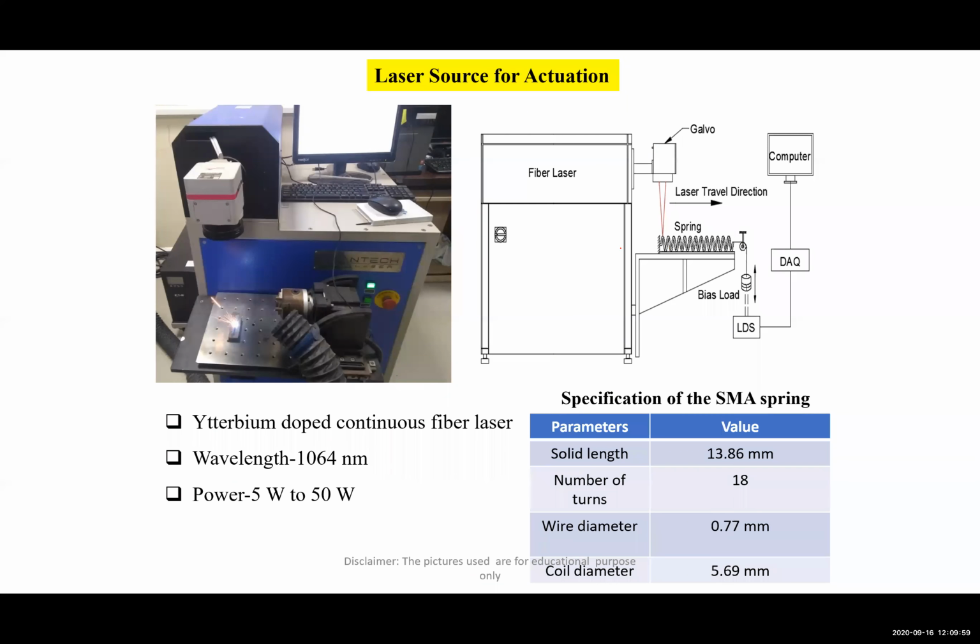For the shape memory alloy structures, we were just scanning using a fiber laser. And this is an LDS sensor. So when you scan through the fiber laser, you can see how the actuation behaves. In fact, I think I have a video on how the scanning was done.